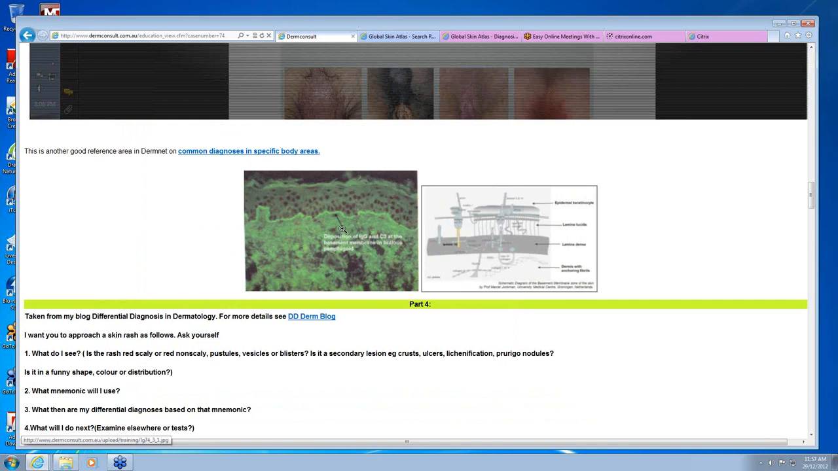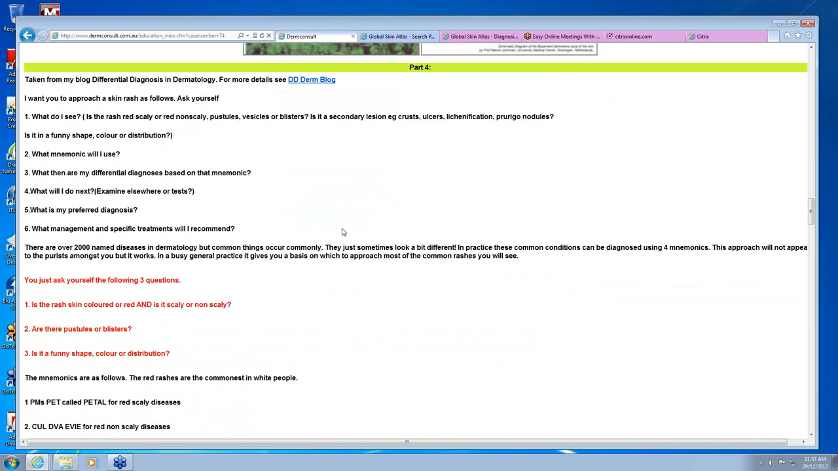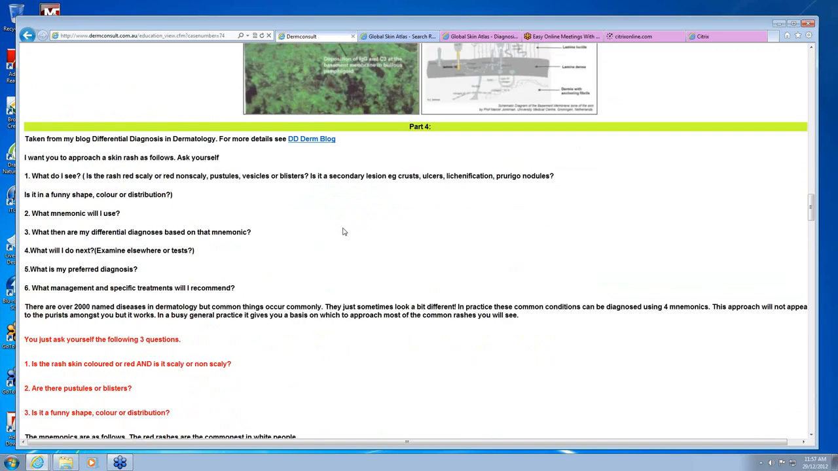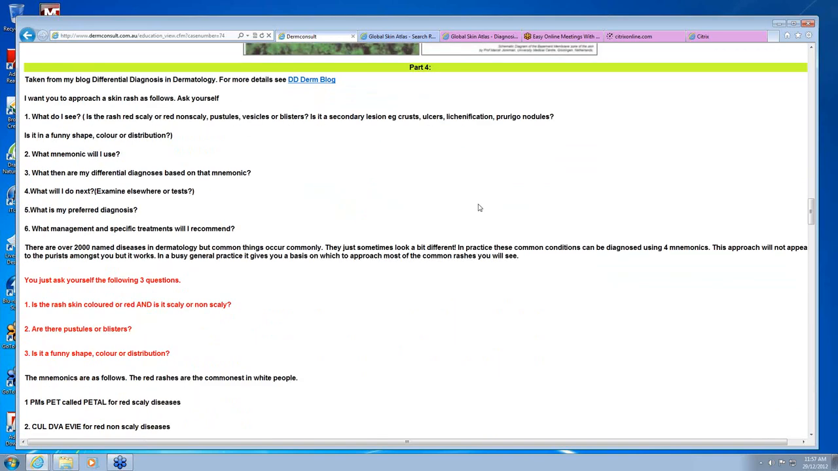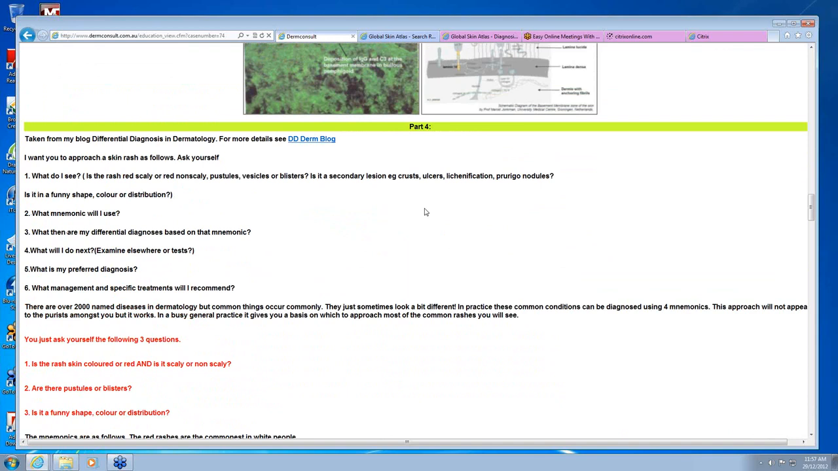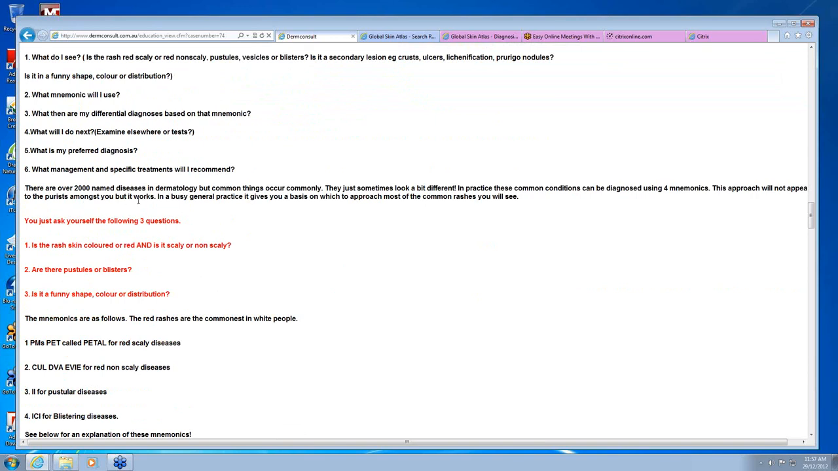You'll find that direct immunofluorescence is a technique that's essential to the diagnosis of many of the blistering skin diseases. Now, this was looking at skin diagnosis. And the important thing here, I've said, is how do you go about diagnosing a skin rash? I said there are over 2,000 named skin diseases. But one technique I've found very useful is to ask yourself 3 questions and to learn 4 mnemonics.